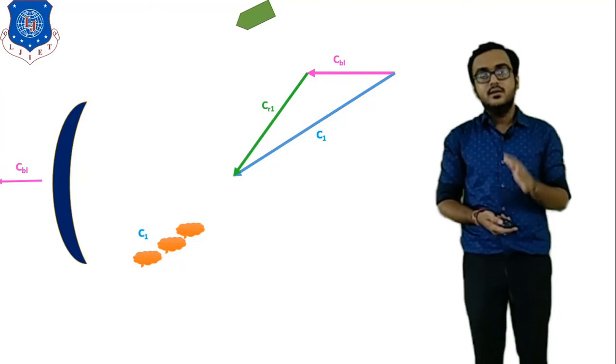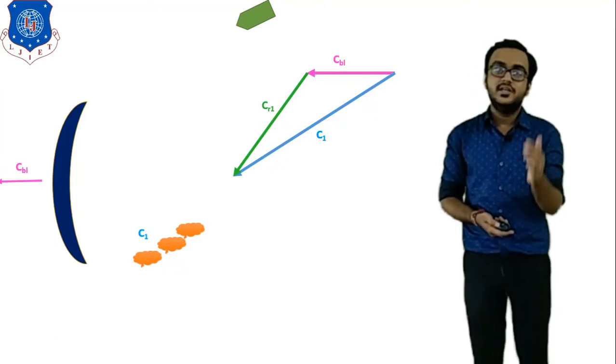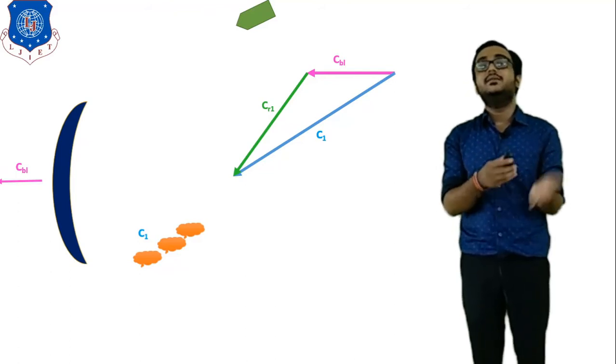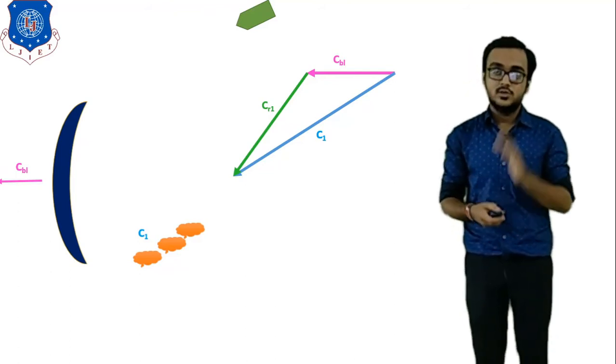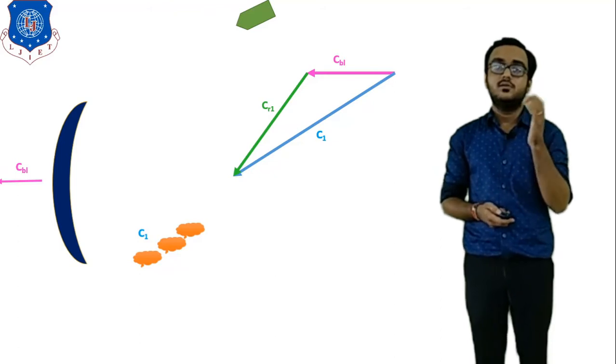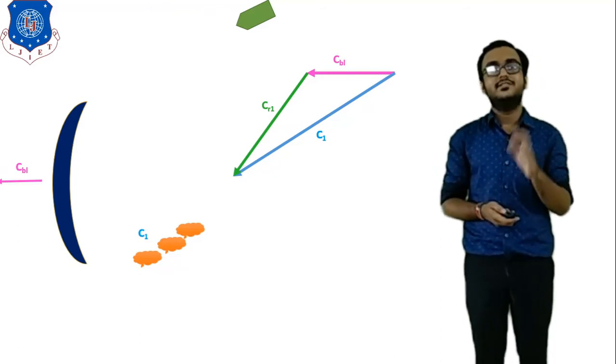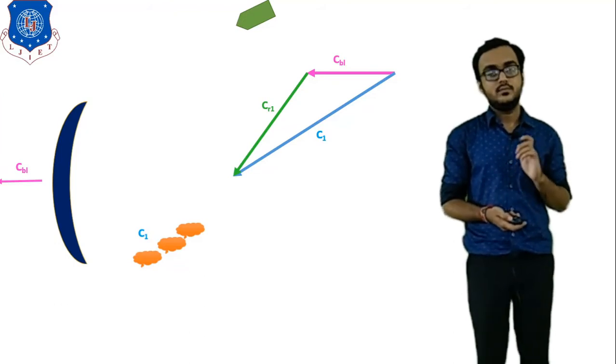Because when the steam reaches near the blade, at that time the blade has its own velocity and the steam has its own velocity. So the effective velocity is what you can call the relative velocity, or for simplicity, the resultant velocity. Clear?